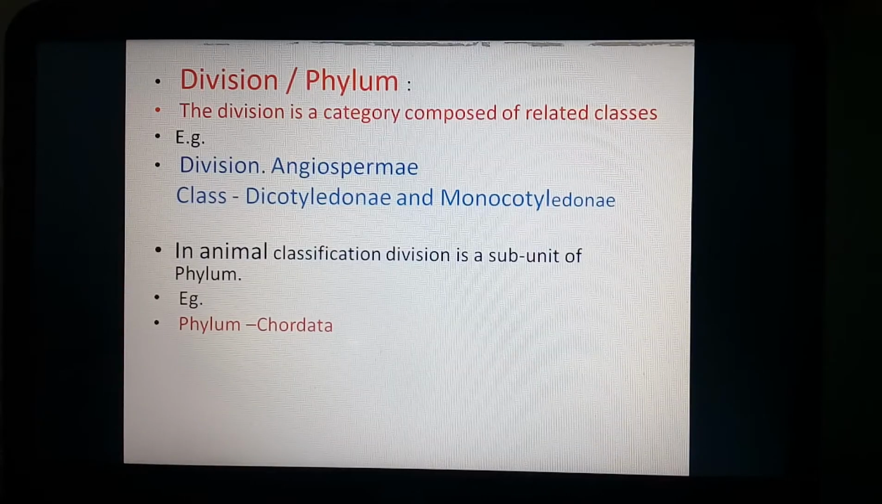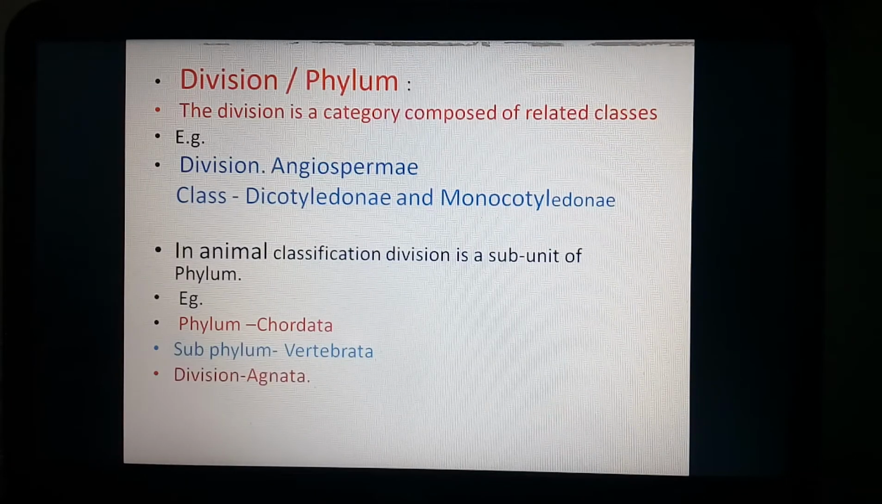In animal classification, instead of division first, we take the phylum first. After kingdom Animalia, we take the phylum Chordata. Then below this phylum, subphylum Vertebrata. Actually, below the phylum Chordata there are three subphyla: subphylum Urochordata, subphylum Cephalochordata, and subphylum Vertebrata. Then after subphylum Vertebrata, there are two different divisions: division Agnatha and division Gnathostomata.